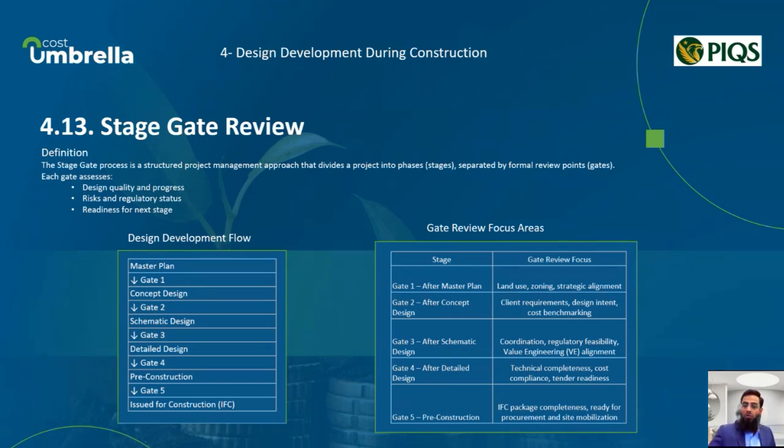For example, after the concept design, gate 2 is where the client signs off on the design intent and we benchmark our cost. If there is a misalignment here, it's much easier to correct now than later. Similarly, gate 4 ensures that detailed design is technically complete and ready for tender without ambiguity.